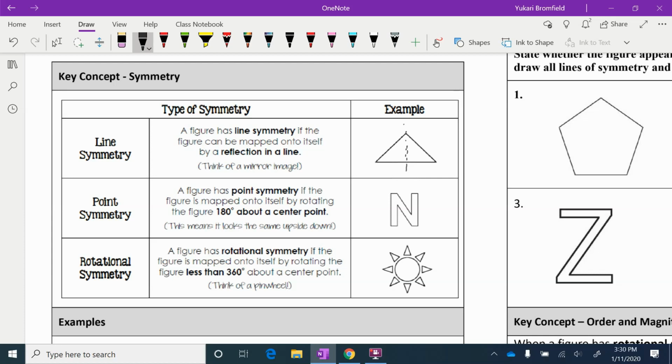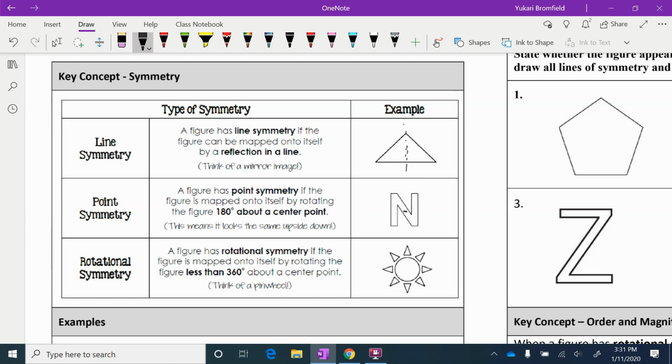Or a figure can have a point symmetry if you can rotate about a fixed point by 180 degrees. Typically that means the figure looks the same upside down. So if I take this N, and here is the center, and I rotate that 180 degrees, you get that same shape back. So it has a point symmetry.